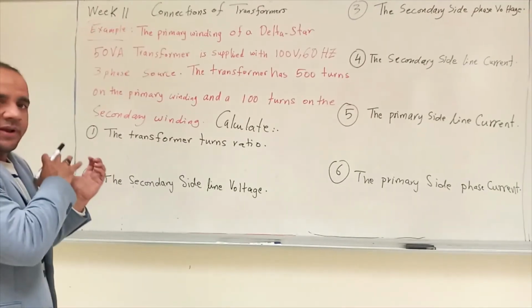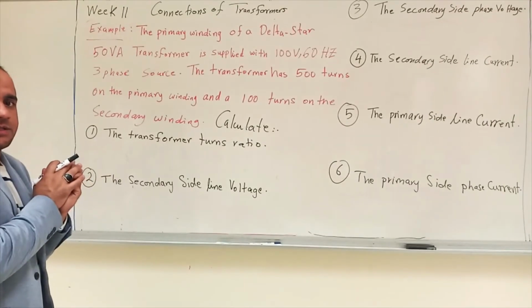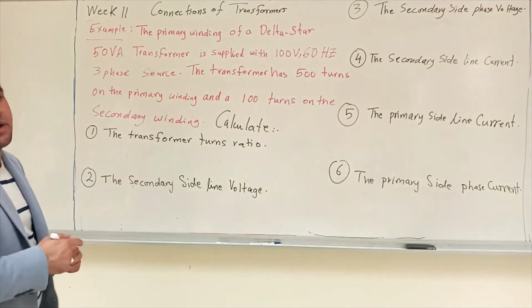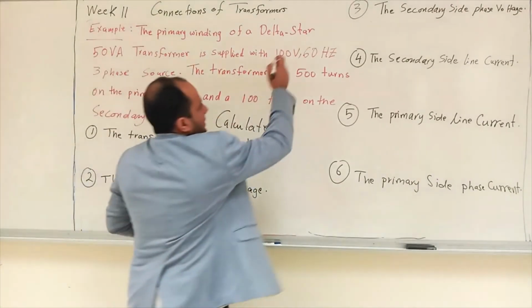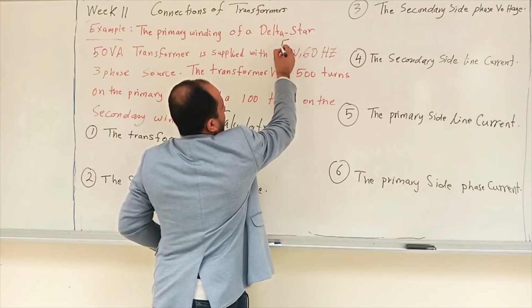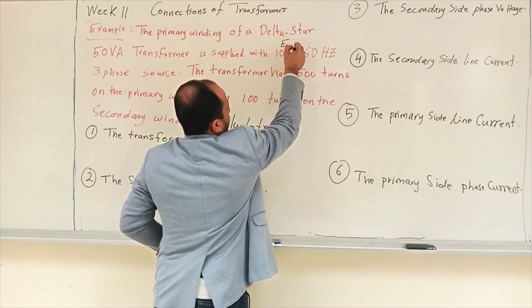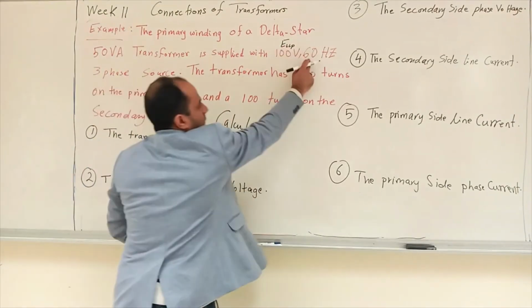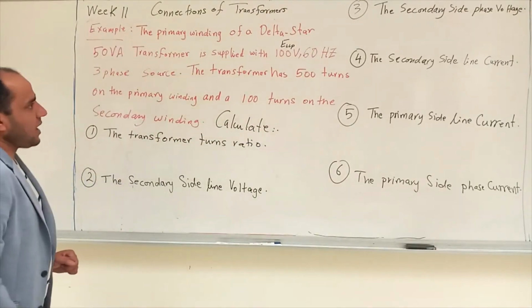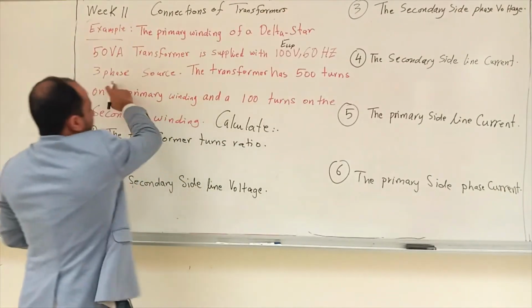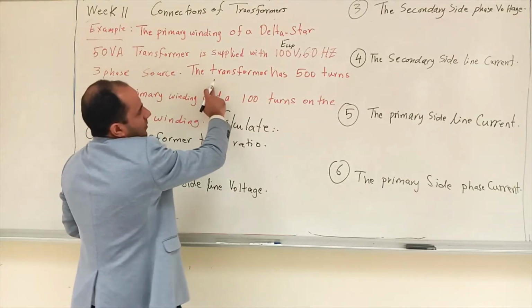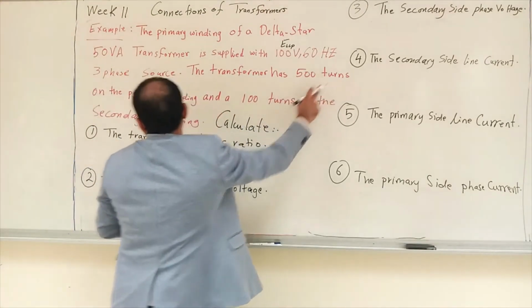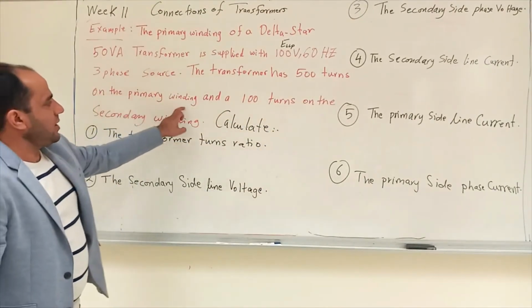The transformer is typically supplied on the primary side. So this means this is the E line to line on the primary side. That's the frequency of the source, American standard three-phase source. The transformer has 500 turns on the primary winding side.